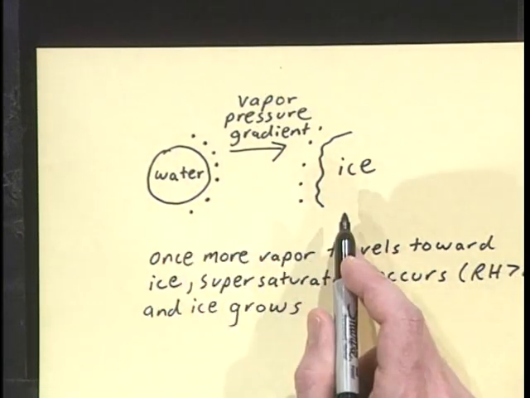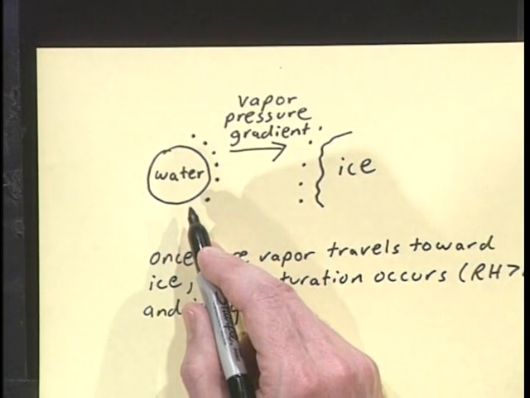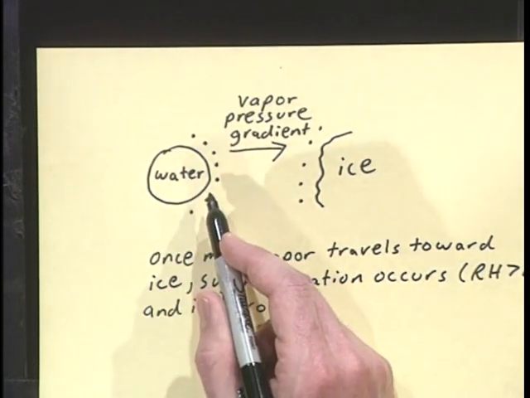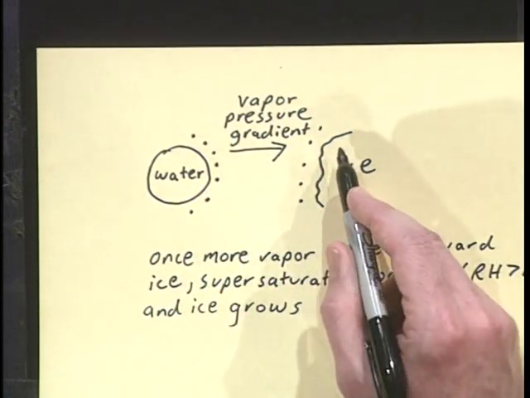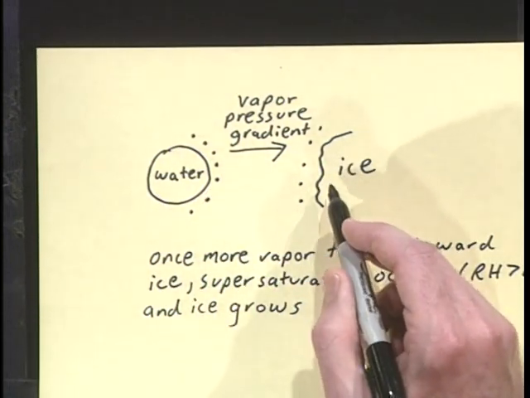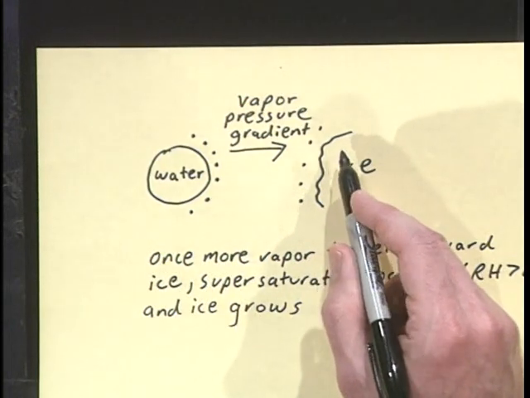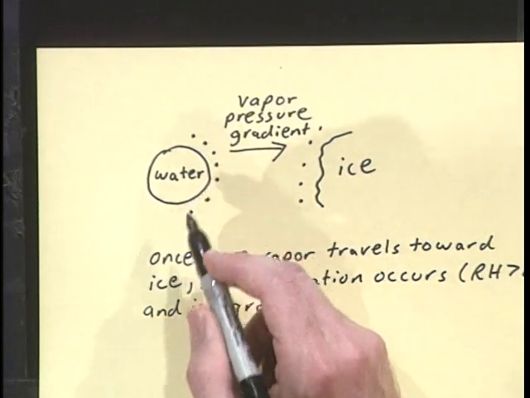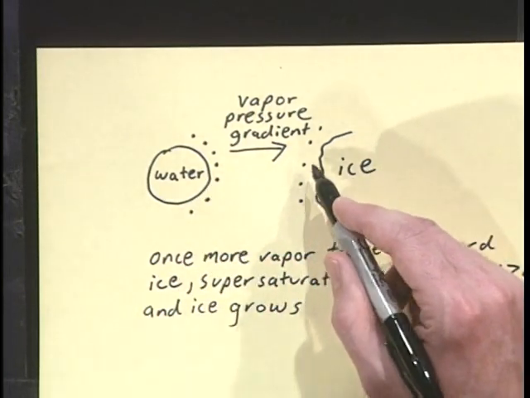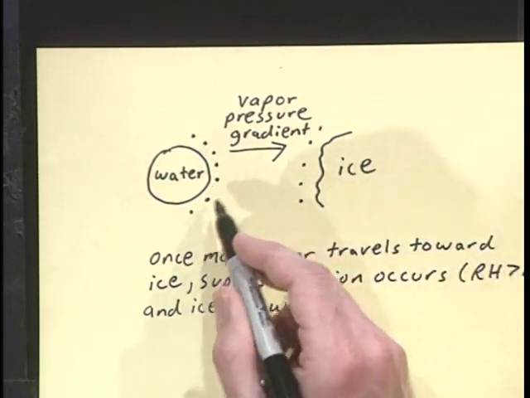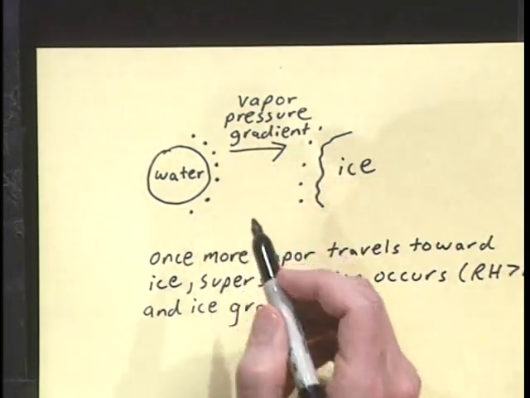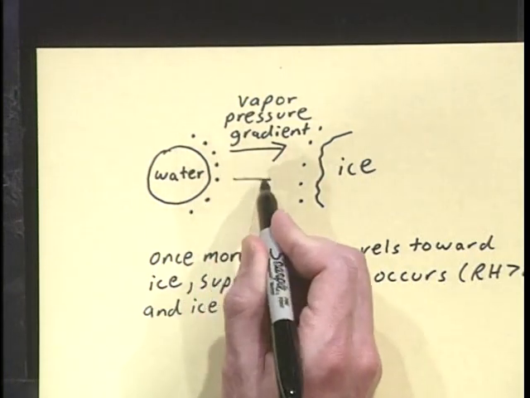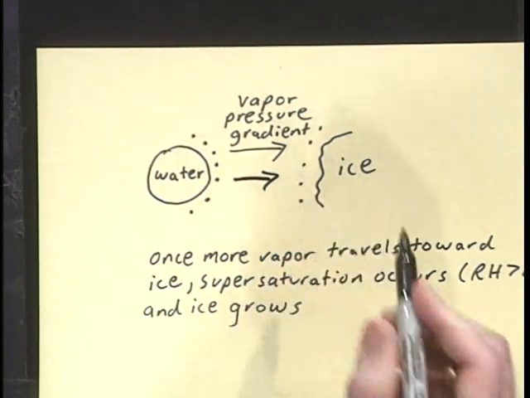Even though they're at the same temperature, you're going to have more water molecules that are able to evaporate away from this water surface. It's more difficult for the vapor to discharge from the ice surface. It's more difficult to go from a solid to a gas than it is to go from a liquid to a gas. So the vapor pressure around the ice is less than that over water.